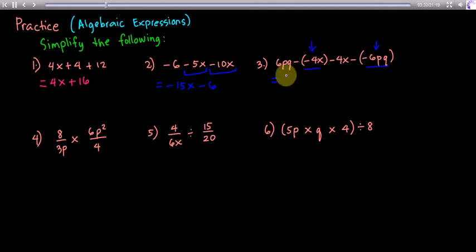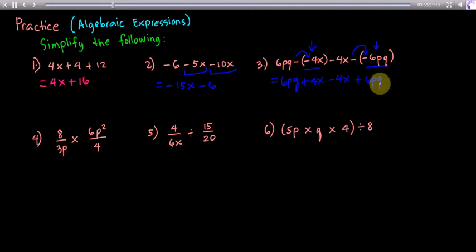So you can have this 6pq, then minus and minus inside the parentheses will be plus 4x. Then just bring down negative 4x, and then again there's a negative and a negative here, so we can make it positive 6pq.